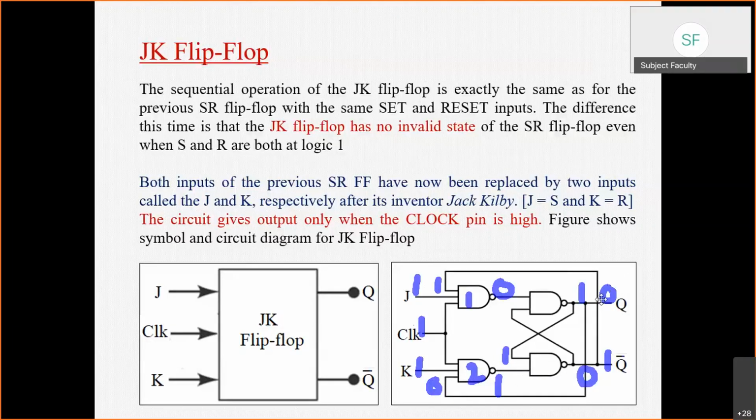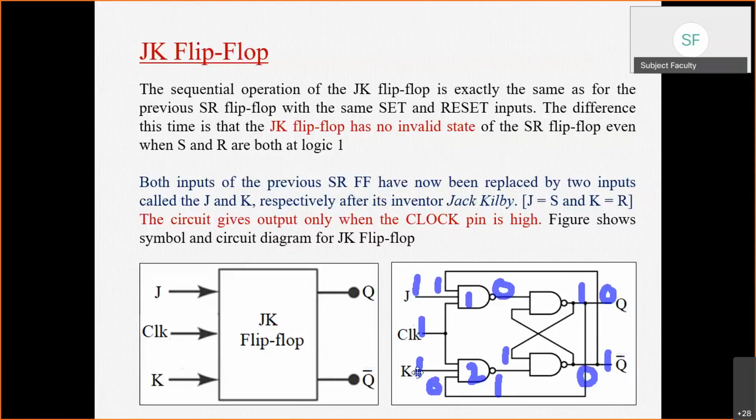That means whatever the initial assumption, it will be toggling. What do you mean by toggling? If your value is 0, the next value will be 1. If your value is 1, the next value will be 0. So that means whenever J equals K equals 1, that means when both J and K pins are high, your output is in toggle mode.